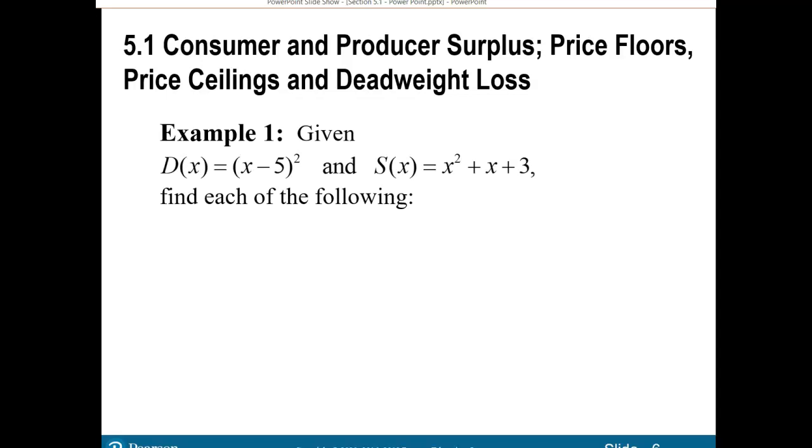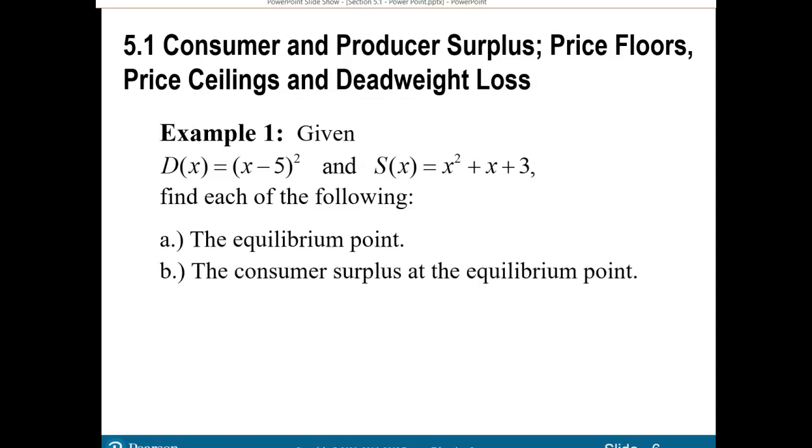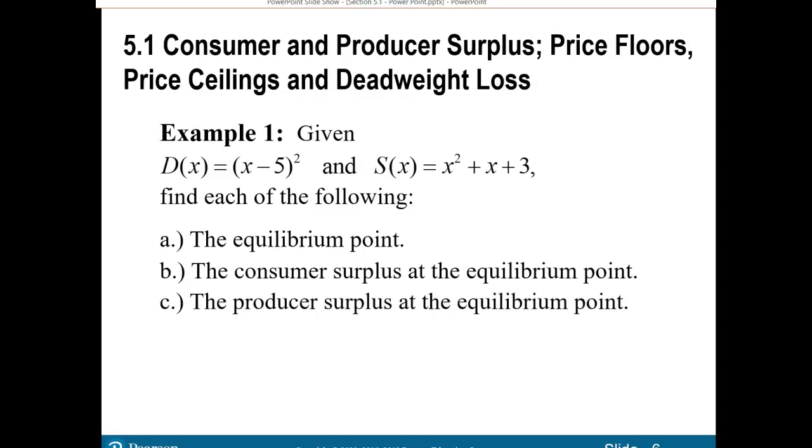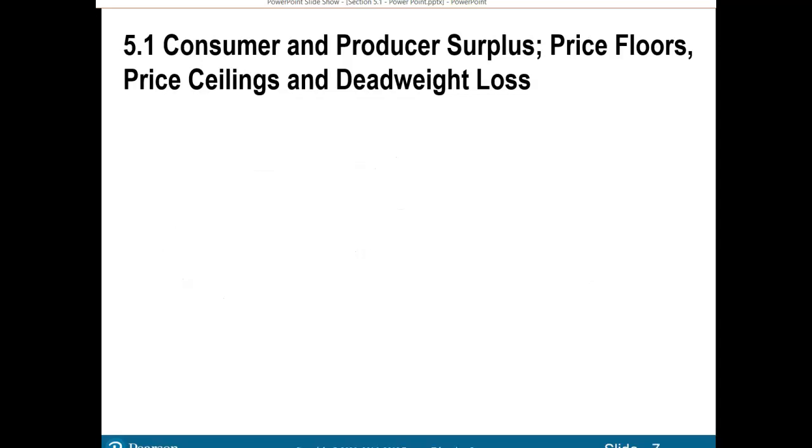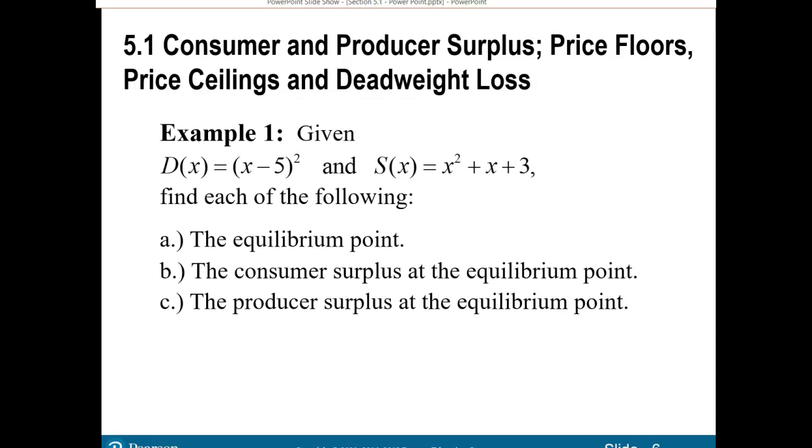All right, so let's look at an example. Given the demand function x minus 5 quantity squared and the supply function x squared plus x plus 3, we want to find each of the following. A, find the equilibrium point. B, consumer surplus at the equilibrium point. Part C, producer surplus at the equilibrium point. Those are the three things we've just talked about, so we're going to look at an example of how to do that.